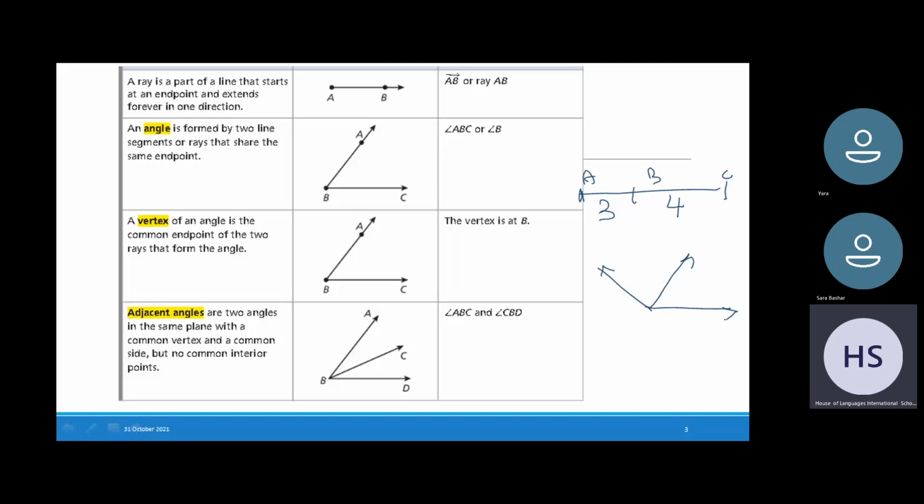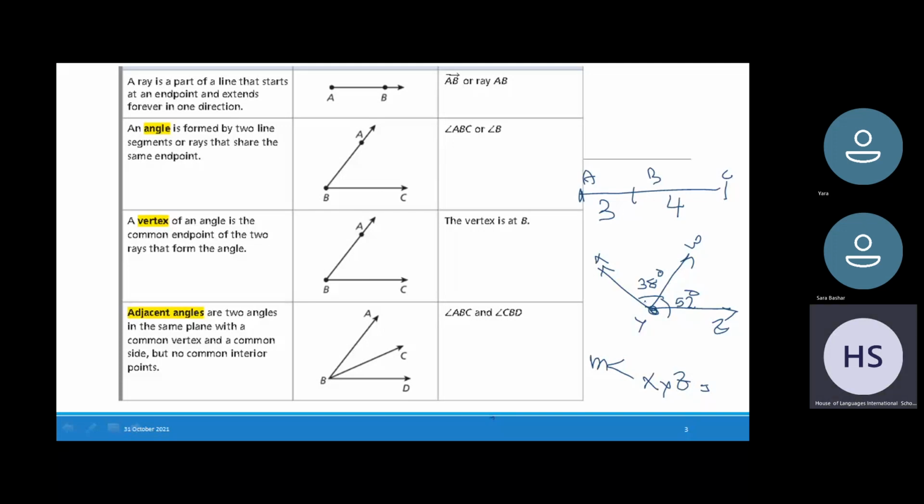Okay, look at these two angles. They have the same vertex and the same common side, so they are adjacent. Now, if I say that this is 52 degrees and this is 38 degrees as an example, what is the measure of the angle XYZ? X, Y, W is 38. W, Y, Z is 52. What is the measure of the angle X, Y, Z?